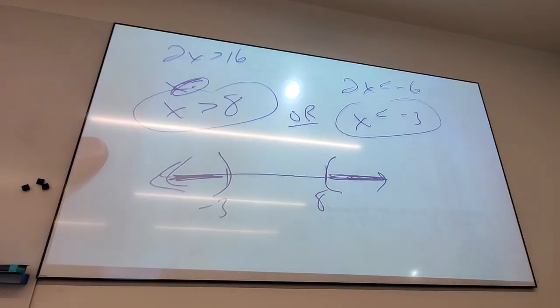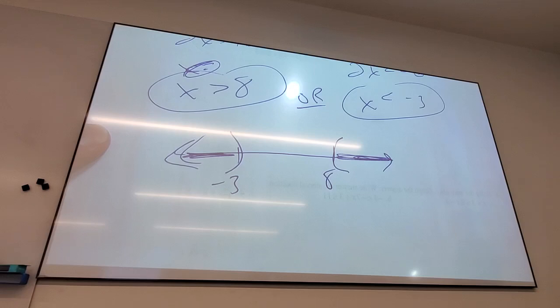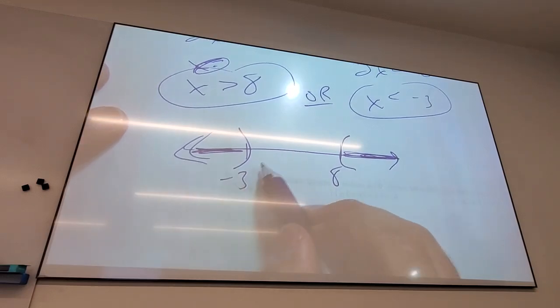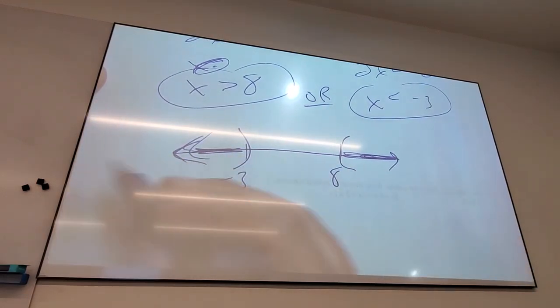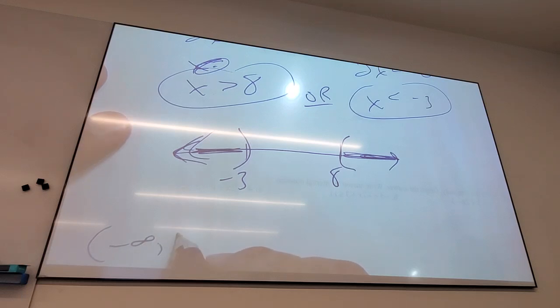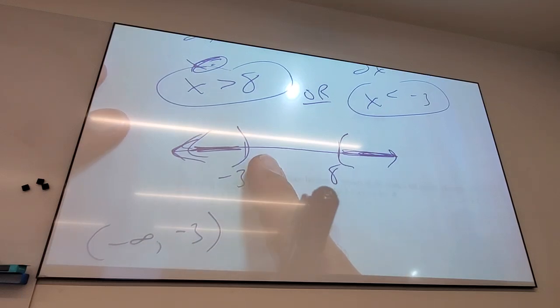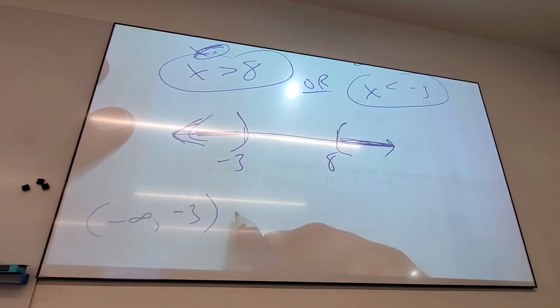How do I write this in interval notation? What's this piece look like? I start where? Negative infinity up to -3, with a parenthesis. Does someone remember what "or" looks like in symbols?